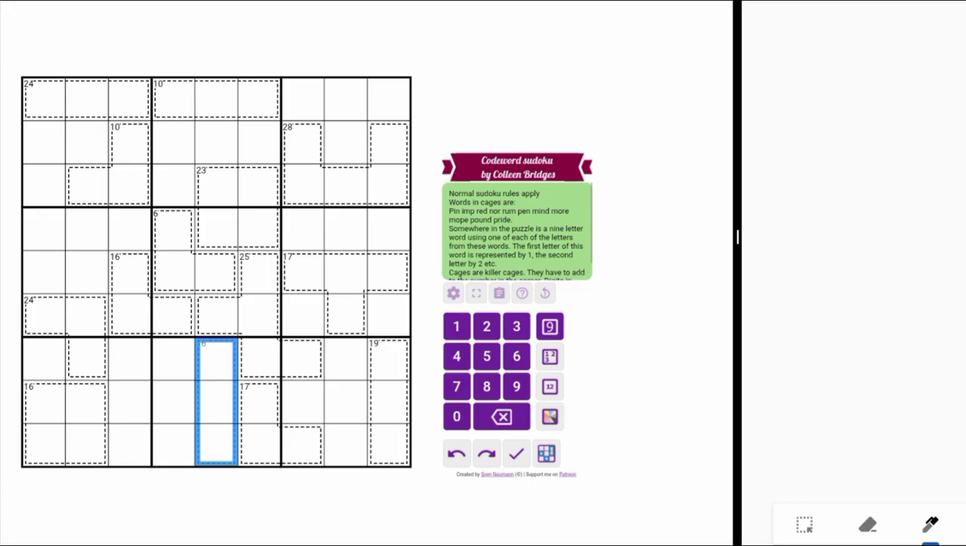So once you get that code word, let's say the first letter of the code word is a P, then if it was, say, PIN, that would be 1, 2, 3. So in here, PIN would go there, and it would be 1, 2, 3, and 1, 2, 3 adds up to 6. So that's how those words add up into the numbers in the cages, by using the numbers that they are in the code word.